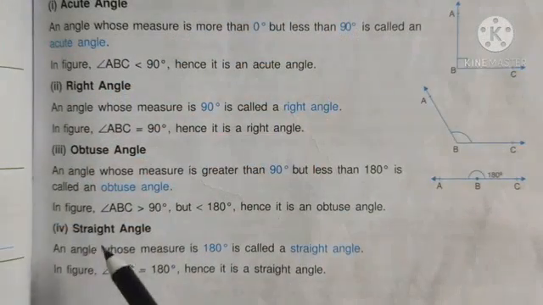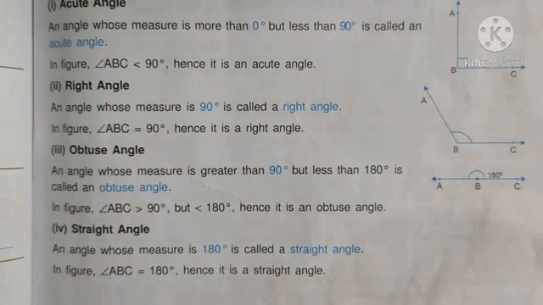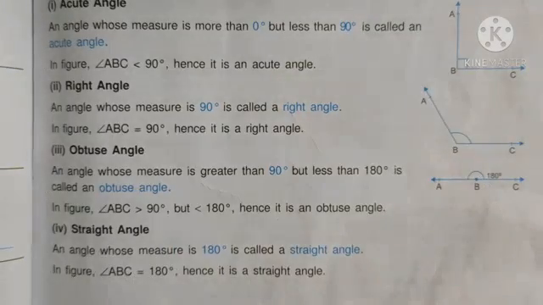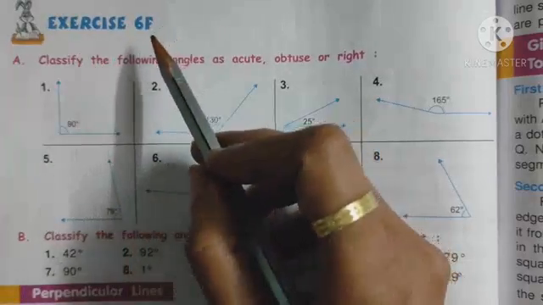Now straight angle. An angle whose measure is 180 degrees is called a straight angle. In the figure, angle ABC is a straight angle. Now let's do exercise 6F.